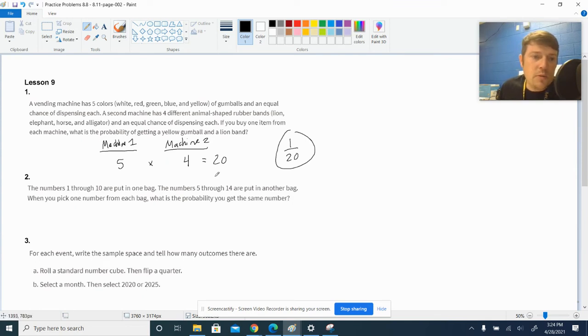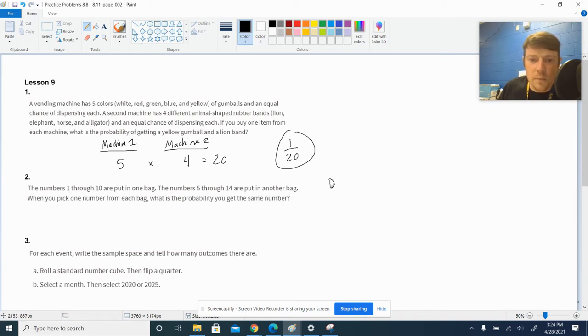Number 2, the numbers 1 through 10 are put in a bag. The numbers 5 through 14 are put in another bag. When you pick one number from each bag, what is the probability you get the same number? This one is a lot like the warm-up that we had on Wednesday. All right, so let's do how many total outcomes, and then we'll make a list of the ways that we want it to happen. I don't think we need the sample space for this.